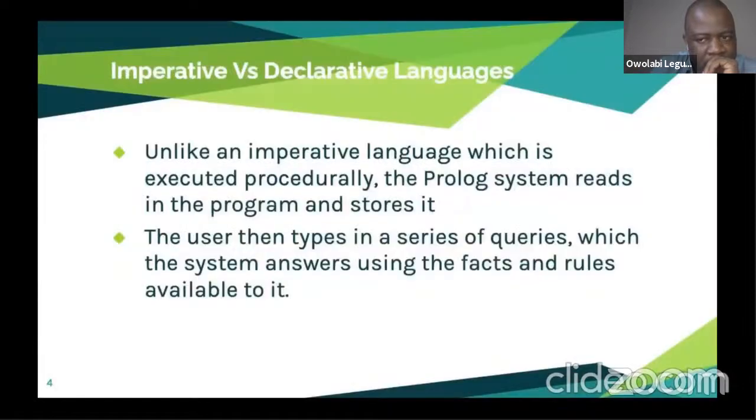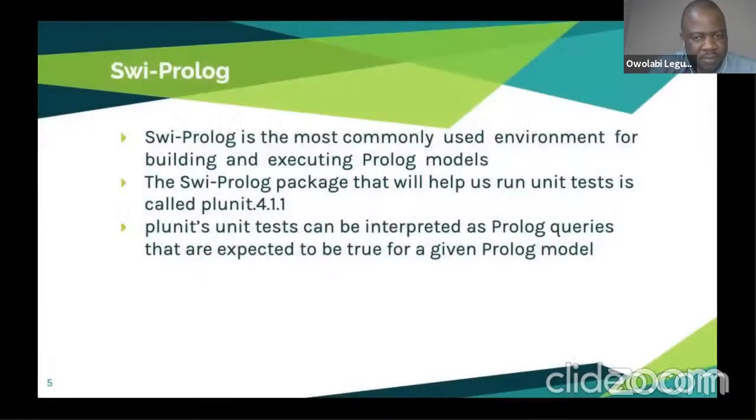So the difference between an imperative and a declarative language is that an imperative language lists out how to get what you want step by step, whereas a declarative language just kind of tells you what you want, right? So Prolog is not executed procedurally. Prolog works by the system reading in the program and the statements that you declare and then storing it in what they call a knowledge base. Then the user will type a series of queries, which the system will try to answer based on the knowledge base.